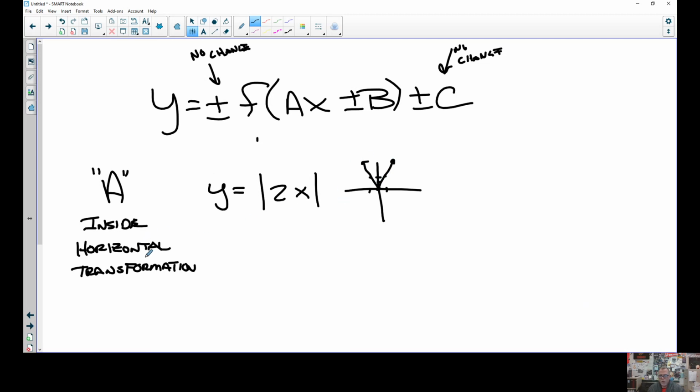So now I said I'm using a horizontal here. This value of 2, we're talking about horizontally now what's happening. What's going on with this? Well, if you think of it, the normal graph was doing this, right? What we're doing is pushing that in to create this new graph. So this is going to be horizontal. And it's going to be a compression.